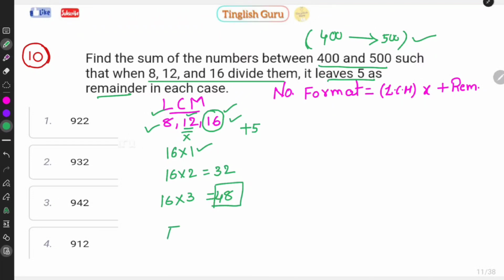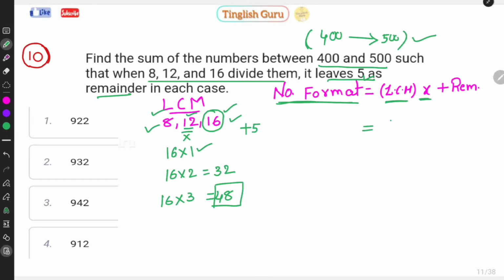So our final LCM is nothing but 48 plus 5, because in the question the 5 is remainder in each case. So that is 53 is our LCM. But in this question they asked differently, that is what are the numbers between 400 and 500 and their sum, that is divided by 48. So what we have to do is any number will have the format like this. Number format is equal to LCM into some value plus remainder.